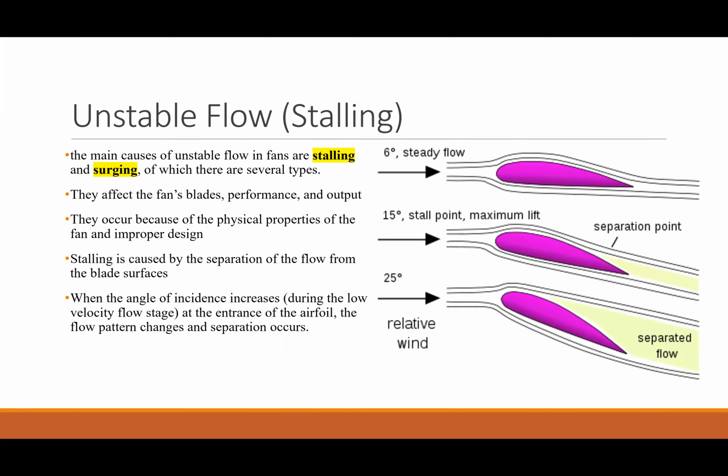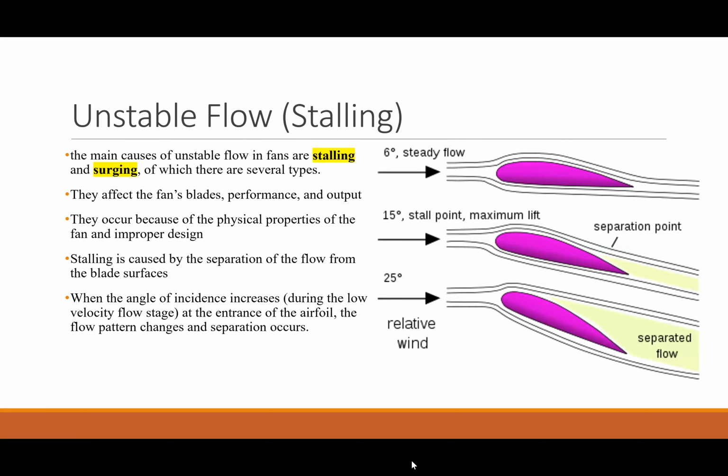The main causes of unstable flow in fans are stalling and surging, of which there are several types. These affect the fan's blades, performance, and output, making them undesirable. They can occur because of the physical properties of the fan or improper design, and are generally accompanied by noise generation.